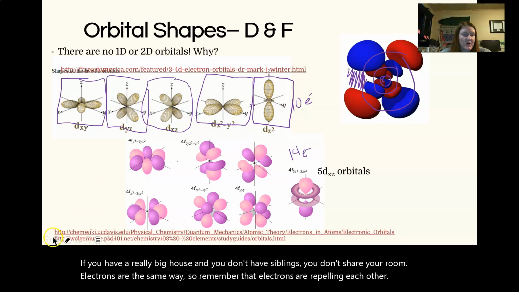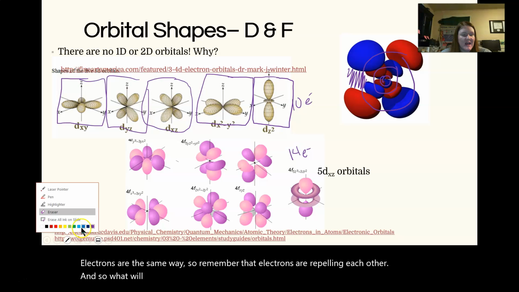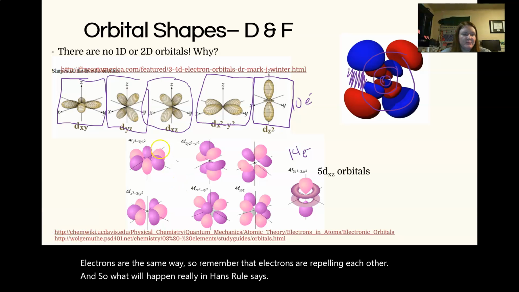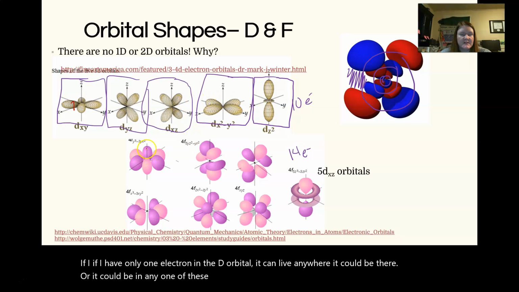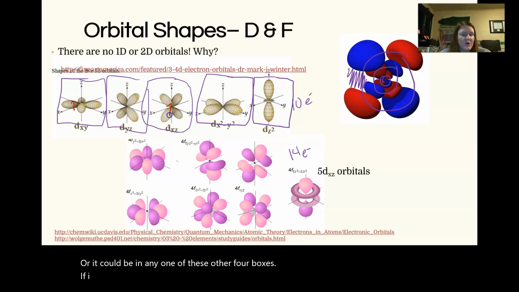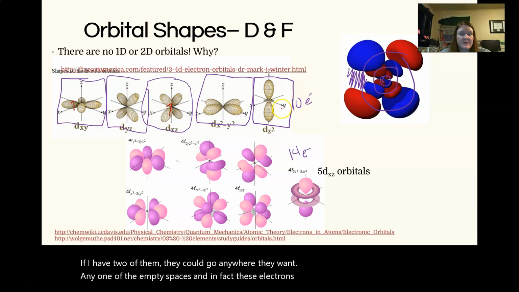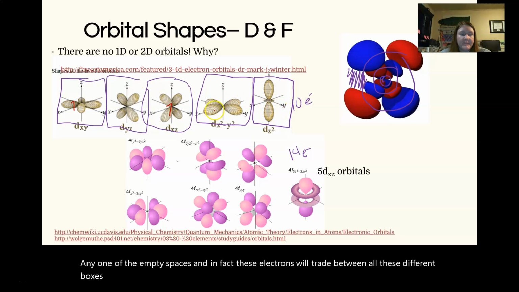And so what will happen really, and Hund's rule says, basically, if I have only one electron in the d orbital, it can live anywhere. It could be there, or it could be in any one of these other 4 boxes. If I have 2 of them, they could go anywhere they want. Any one of the empty spaces. And in fact, these electrons will trade between all these different boxes because there's nothing in their way, right? If I have 3, maybe I'll put one over here. If I have 4, like that, and if I have 5, like that.